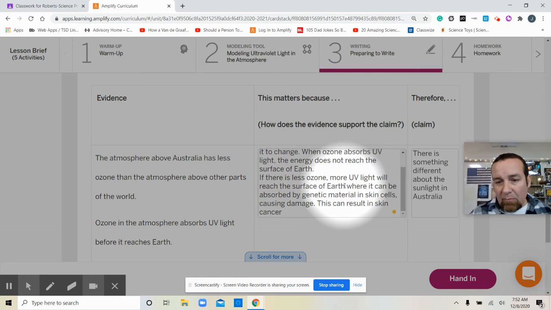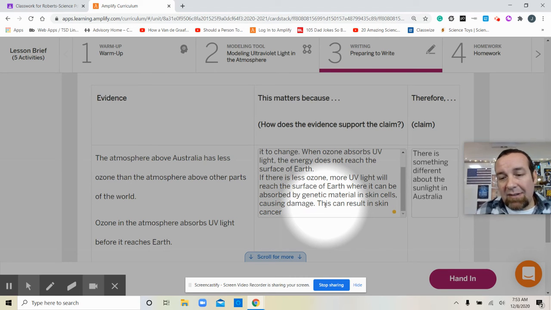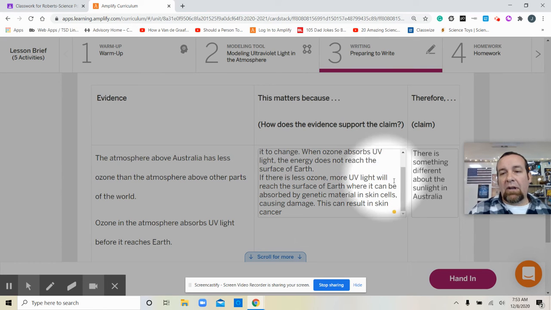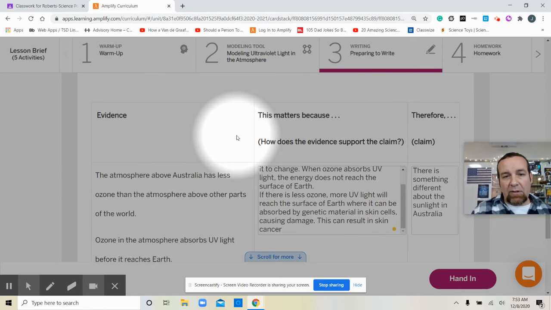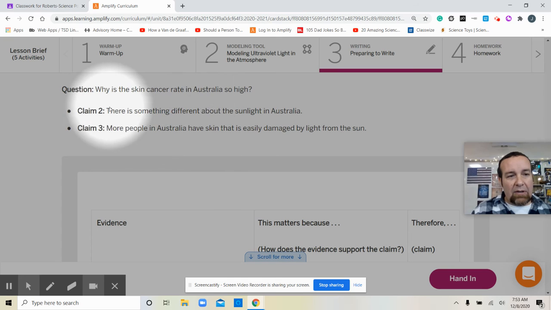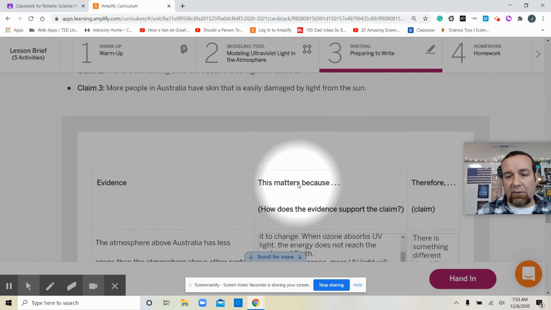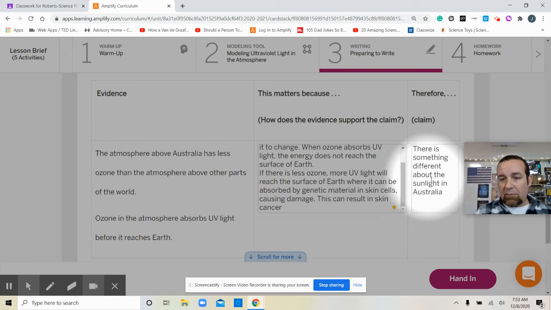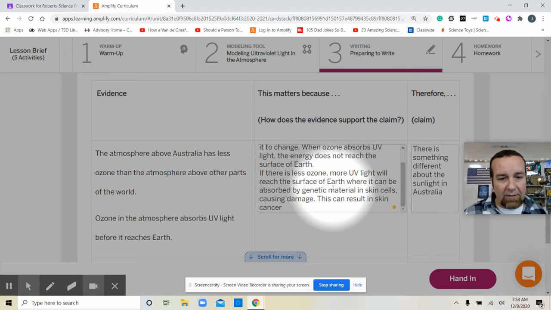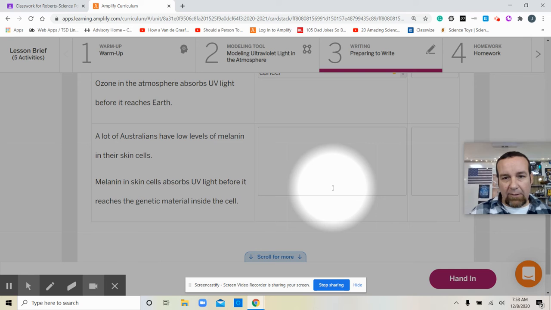If there's less ozone, more ultraviolet light will reach the surface of the Earth, where it will be absorbed by genetic material in the skin cells, causing damage. This will result in skin cancer. And the claim that really matches is claim 2, that there is something different about the sunlight in Australia. So that's what I put here for my claim.